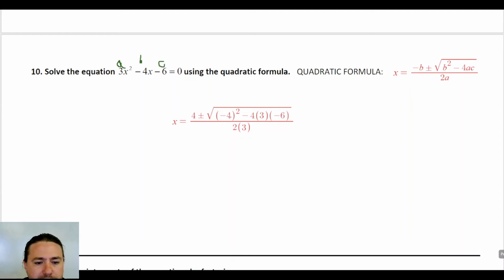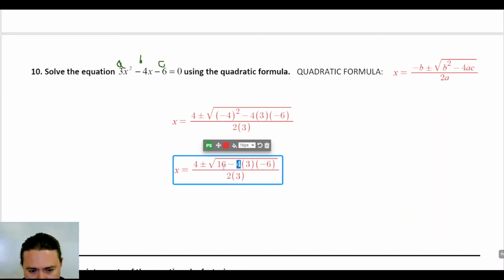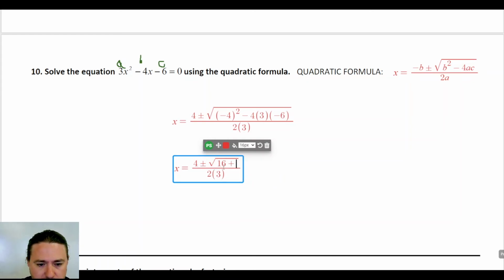And now I'm going to simplify this. Let's see how far we can get without a calculator. So we got 4 squared is 16. 4 times 3 is 12. And 12 times 6, ooh, what would that be? 72. So plus 72.